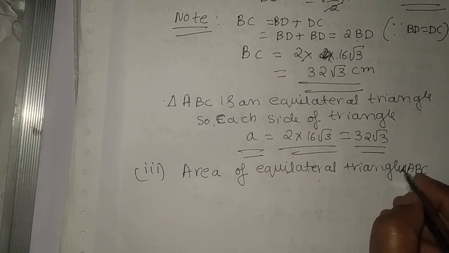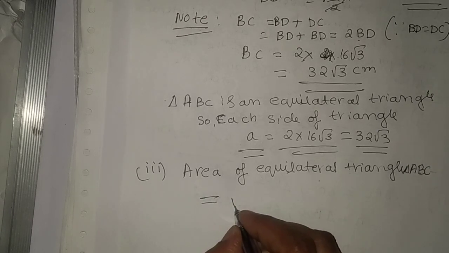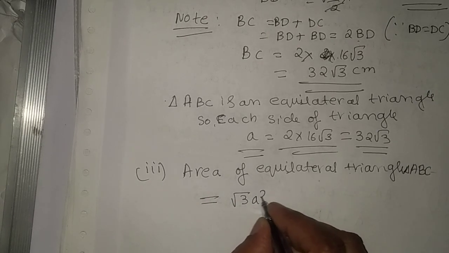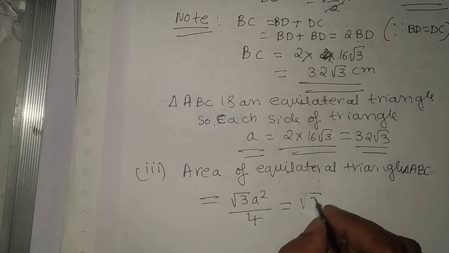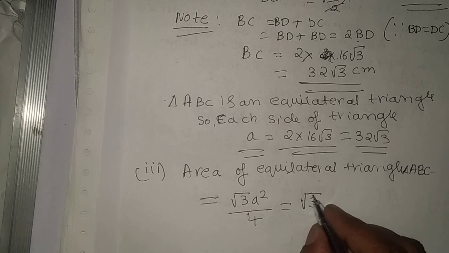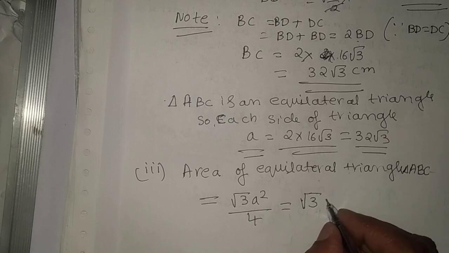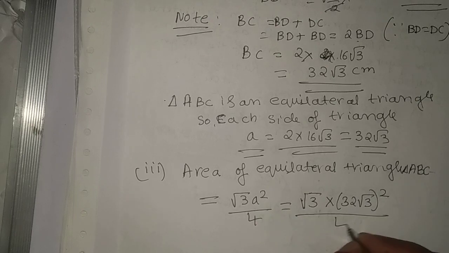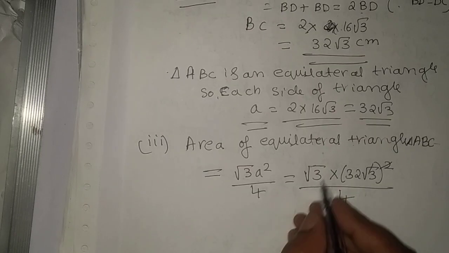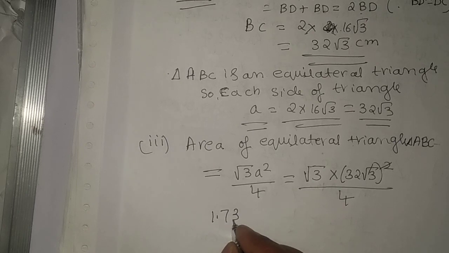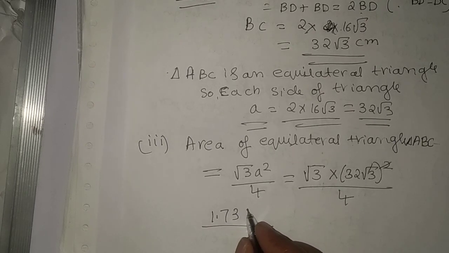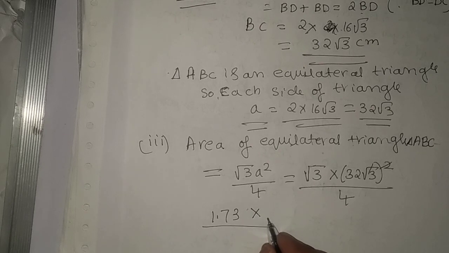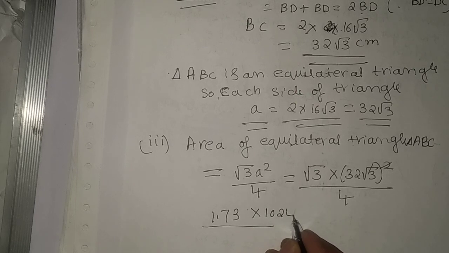So next, what is the area of the equilateral triangle? Root 3 a square by 4. So what is root 3? A square means that is 32 root 3. Root 3 into 32 root 3, the square by 4. So this cancels. 32 into 3, what is root 3 is 1.73 by 32 into 3 is how much? That is by 4.